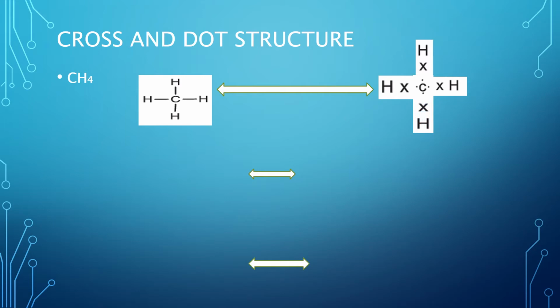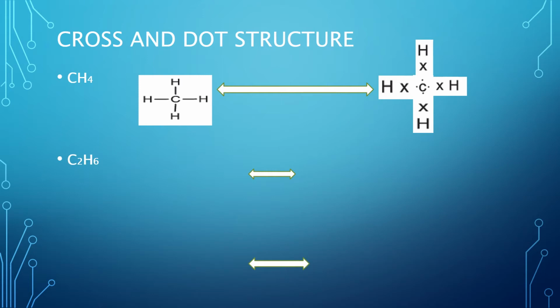So in the cross and dot structure for methane, you can see 1 carbon atom having 4 hydrogen atoms, and their valence electrons are shown here. So one cross and 1 dot, these are the 2 electrons. So 1 electron pair is shown by the single bond, as you can see in the structural formula here. So one line indicates the 1 electron pair shared by both atoms.